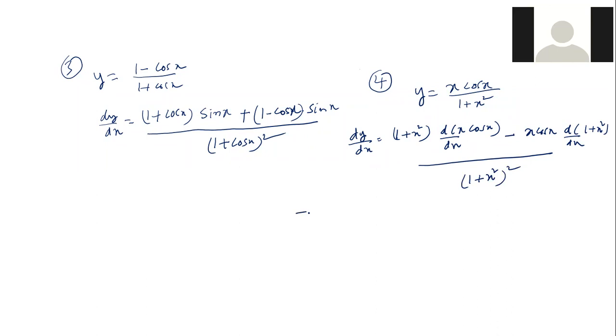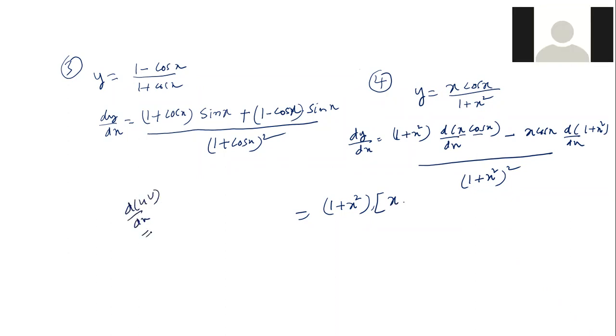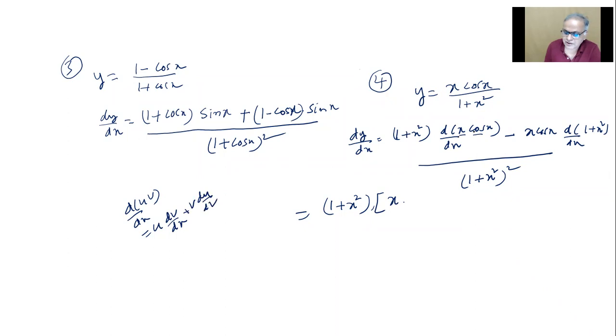Now, it becomes a little lengthier, don't worry. 1 plus x square into... now, this follows the UV rule. Shiva, tell me. Derivative of x is first function. Product rule is what? So again, we need to apply. This is x cos x, product of two functions. So into x, d of cos x by dx.